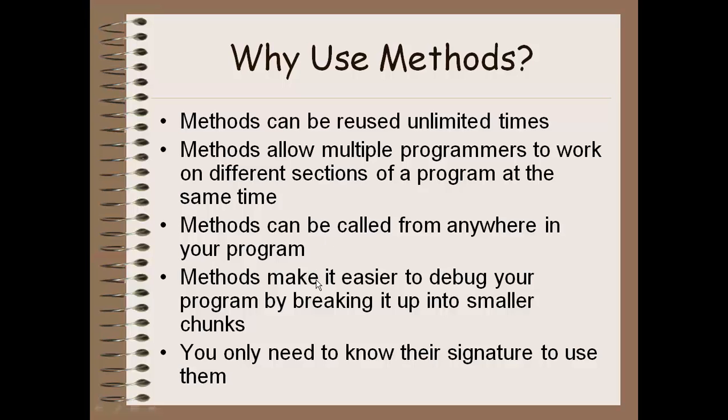Methods make it easier to debug your program by breaking it up into smaller chunks. So if something doesn't work, you can find the specific method and just work on that method on its own, which would not impact anything else in your program. And finally, if you want to use them, it's very easy. All you need to know is the signature, the name, and the parameters that are required in order to use it. You don't really need to know anything at all about how it's coded on the inside.